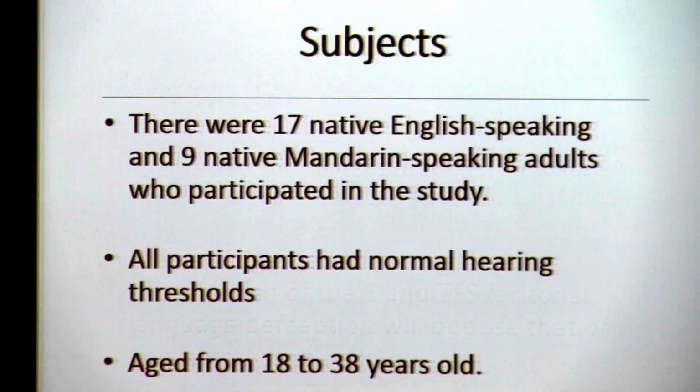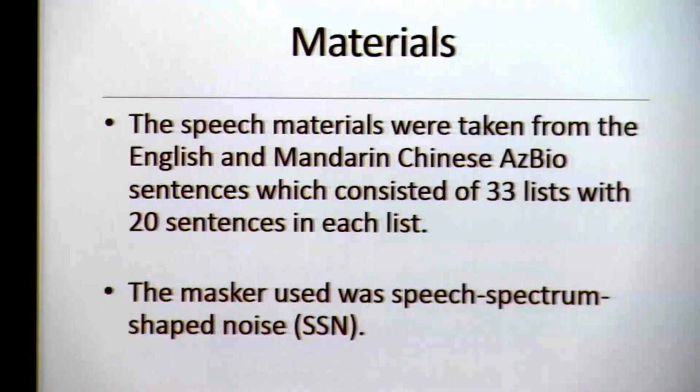Our subjects were 17 native English speaking and 9 native Mandarin speaking adults who had normal hearing, and they ranged from age 18 to 38. The materials we used were taken from the English and Mandarin Chinese AzBio sentences, which are 33 lists that have 20 sentences each list. The masker we used was a speech spectrum shaped noise, which is a broadband signal that sounds like speech noise, but it's used in a lot of speech studies.